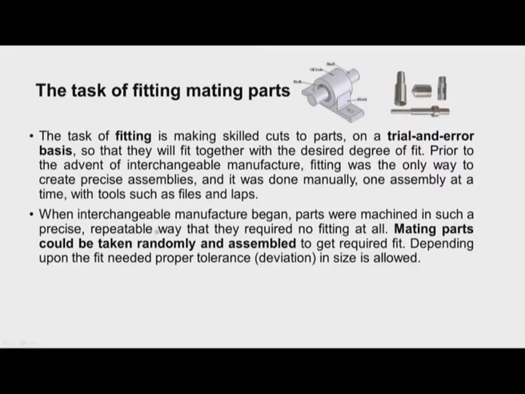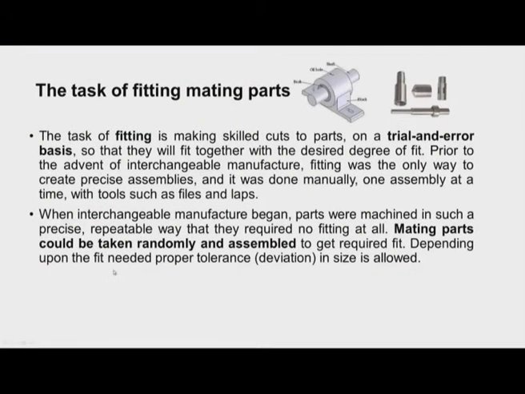Now with the advent of high speed machine tools and interchangeable manufacture, parts are machined in such a precise and repeatable way that they require no individual, manual fitting. Mating parts could be taken randomly and assembled to get any required fit. This is possible by the use of proper fits and tolerances. Depending upon the fit that is needed, proper tolerance or proper deviation in the size is allowed.